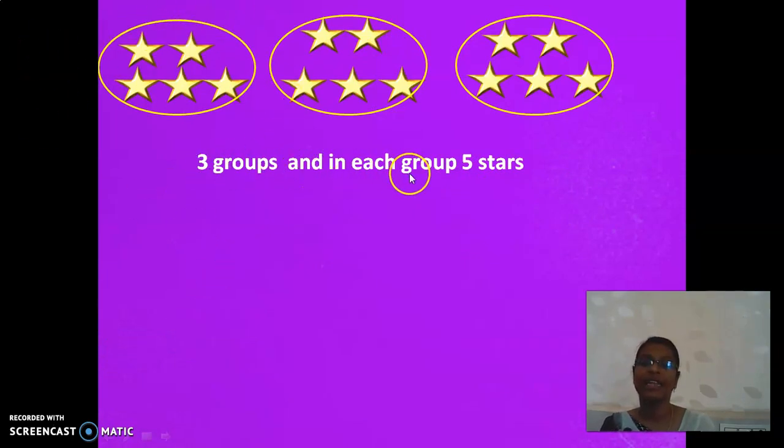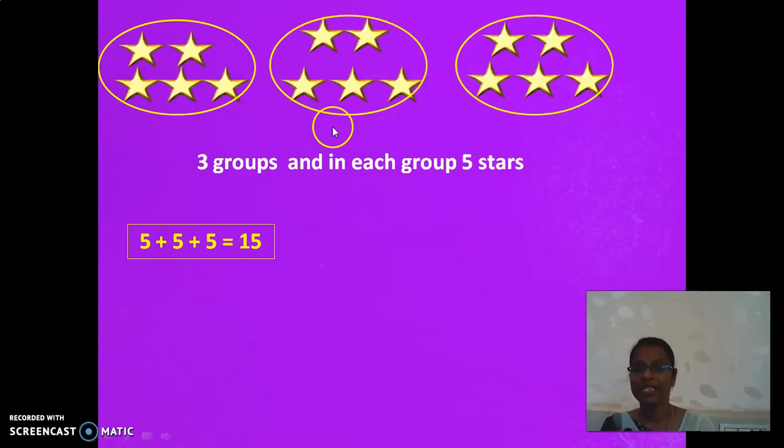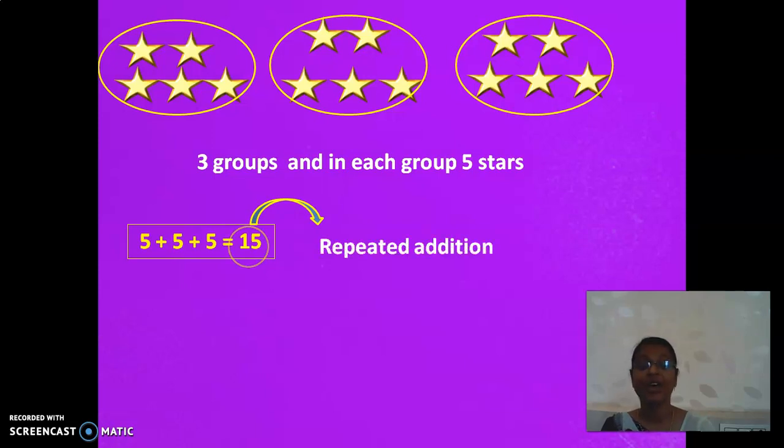Again 3 groups and in each group I have 5 stars. Can you see here? 1, 2, 3. How many groups are there? 3 groups are there and in each group I have 5 stars. So how will you add this? Instead of using skip counting, we can add this, isn't it? So 5 plus 5 plus 5. So I am getting the answer as 15. Now what am I doing here? Very good. I am adding 5 repeatedly. How many times? 3 times.